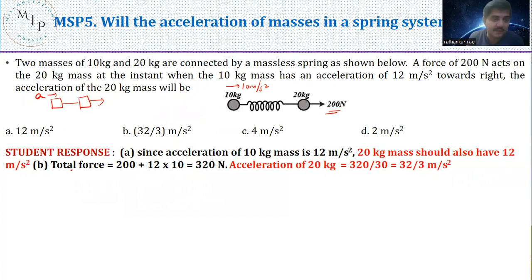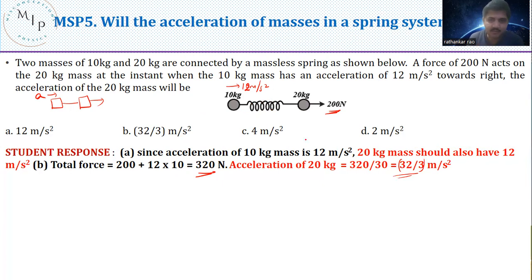And the second kind of response which the students suggested is that maybe they took it in a different way. They said that the force acting on this 20 kg mass is 200 Newton. And the force that acts on the 10 kg mass, which is moving at 12 meter per second square, is 10 into 12, which is 120. So you have 200 plus 120, which is 320 Newton. Total force should be 320. Now the mass of the spring is 0, so the total mass is 30. Force divided by mass gives you the acceleration. Thus the answer should have been 32 by 3. This is the second answer.